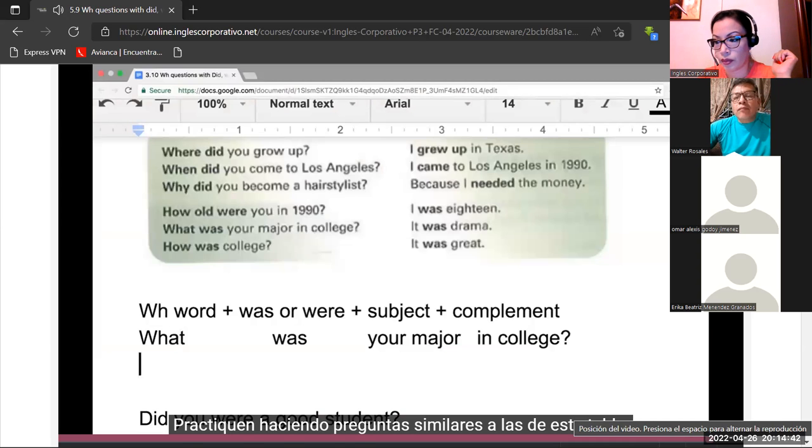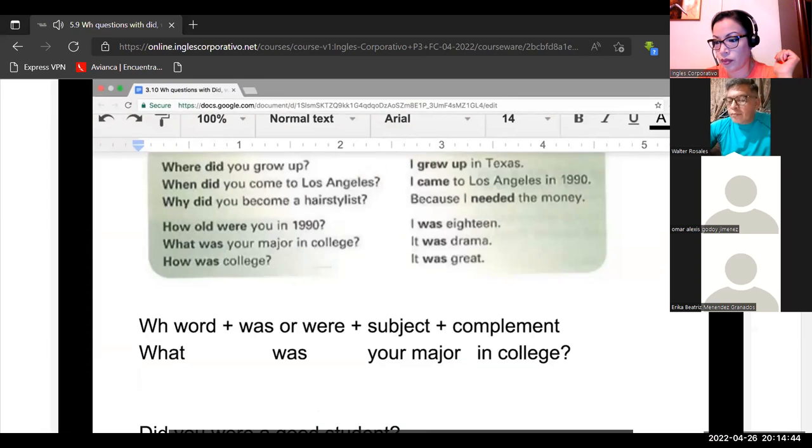Practice making similar questions such as the ones on this chart. But now focus on asking them about yourself or your family. After you finish this activity, share your work in our discussion forums.